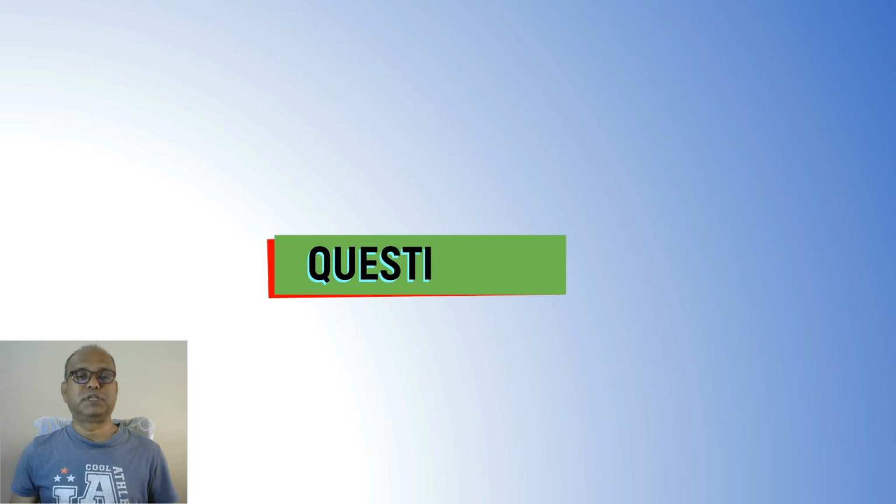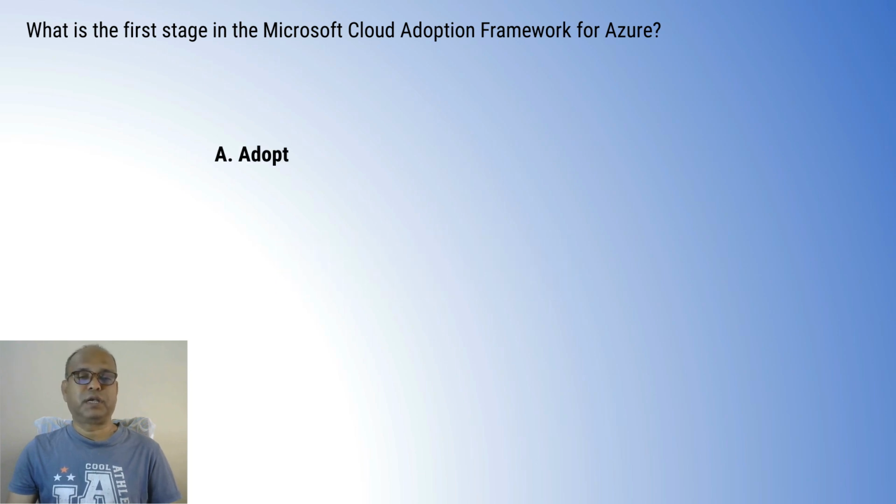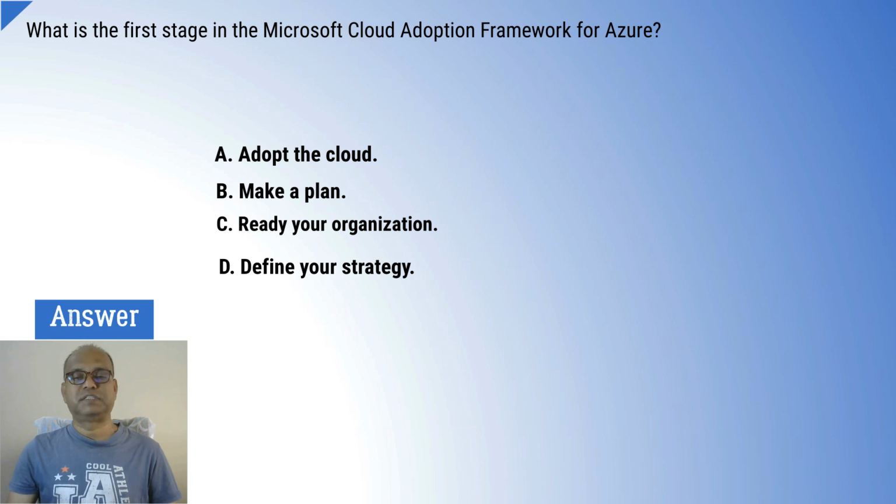Next question. Question number 77. What is the first stage in the Microsoft Cloud Adoption Framework for Azure? Option A, adopt the cloud. Option B, make a plan. Option C, ready your organization. Option D, define your strategy. Answer: as you know, first of all we have to define the strategy, then plan. Therefore the correct option is D.